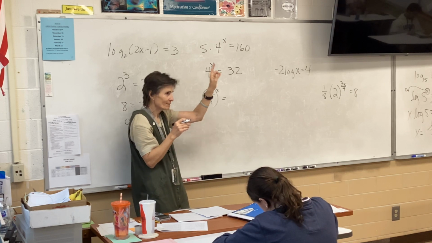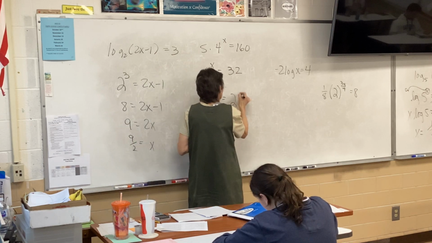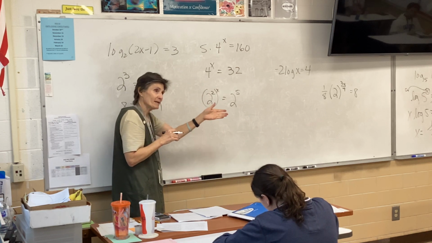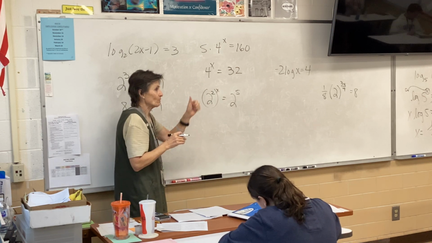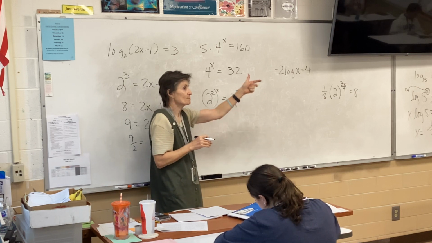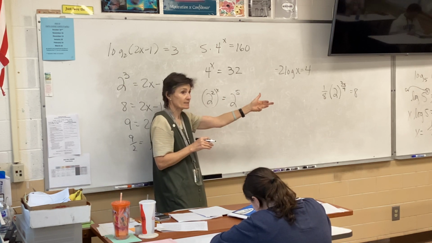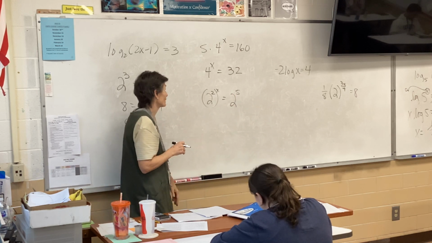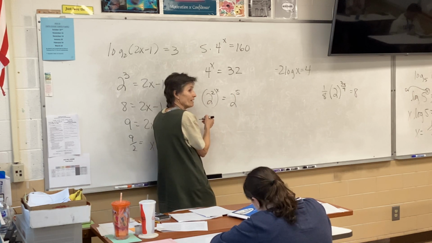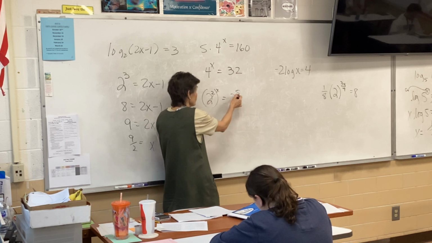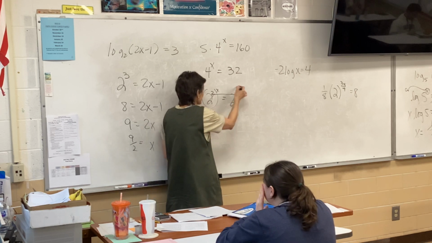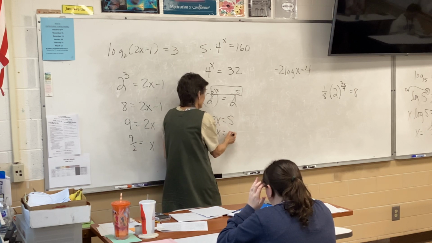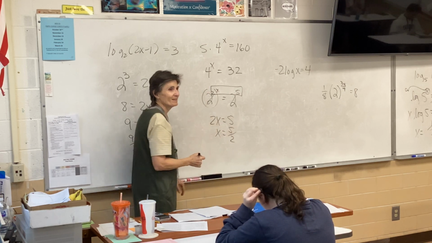2 to the 5th. Now remember, if you forget that, which you might, you can figure it out. 2 times 2 is 4, times 2 is 8, times another 2 is 16, times another 2 is 32. You can figure that out. As soon as we do that, these are both 2's, then we can just set our exponents equal. And the answer is the same as it was yesterday, 5 halves.